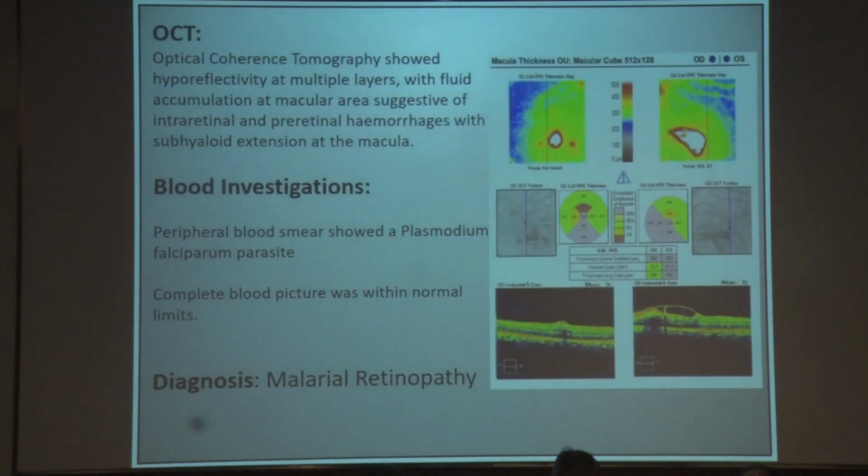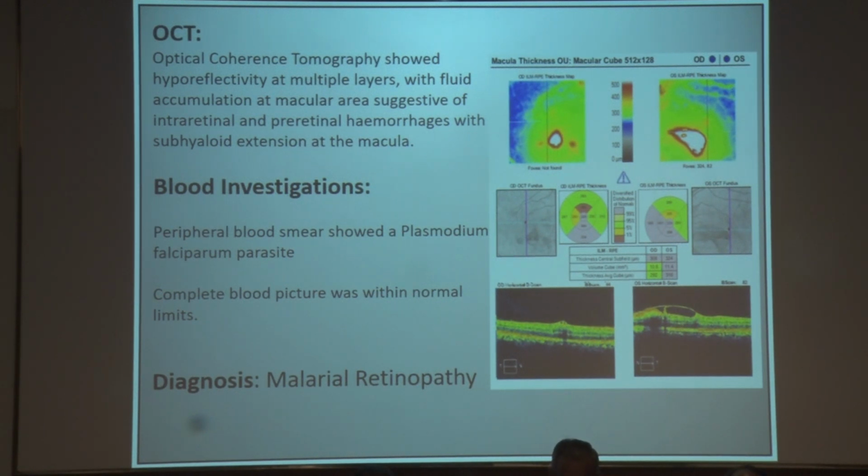spots in both eyes. OCT was done for the patient, which revealed hyporeflectivity at multiple layers with fluid accumulation at the macular area, suggestive of intraretinal and pre-retinal hemorrhages along with subhyaloid extension at the macula. Few blood investigations were conducted, which revealed that the peripheral blood smear showed Plasmodium falciparum parasite, and his complete blood picture was normal.